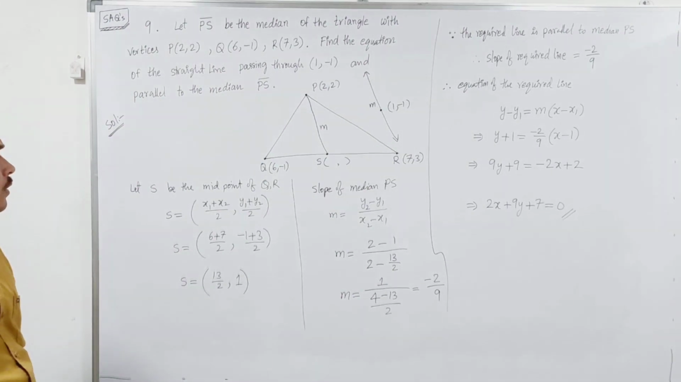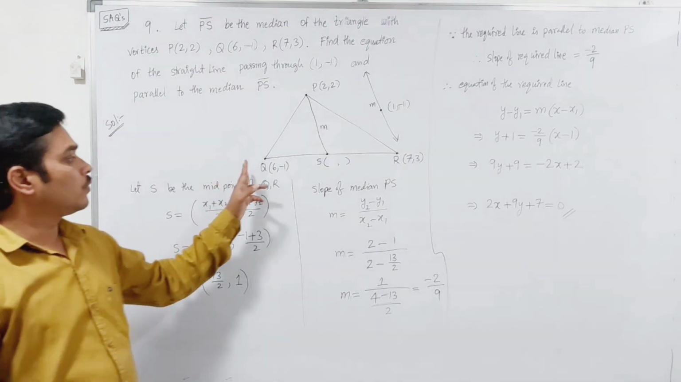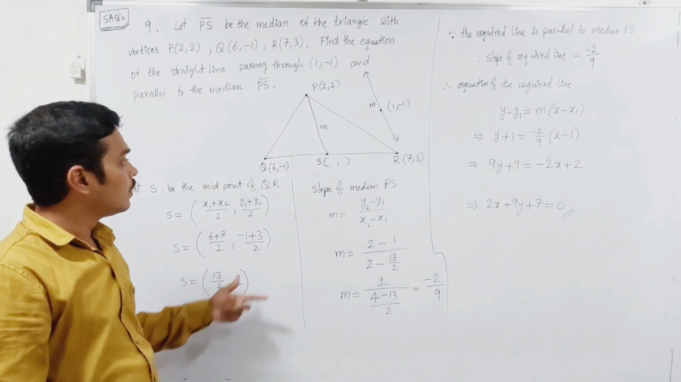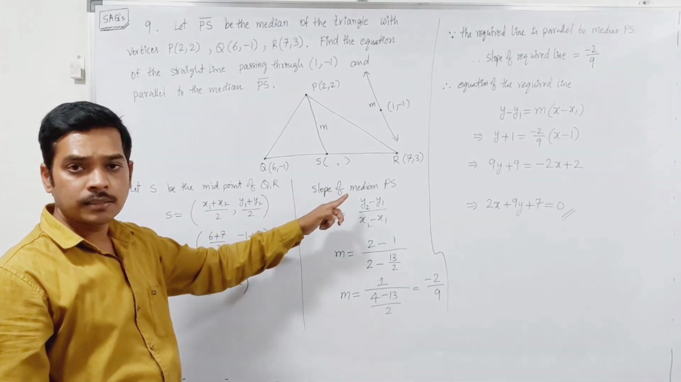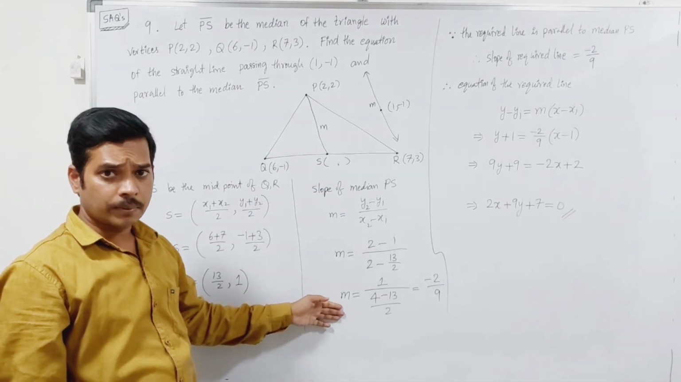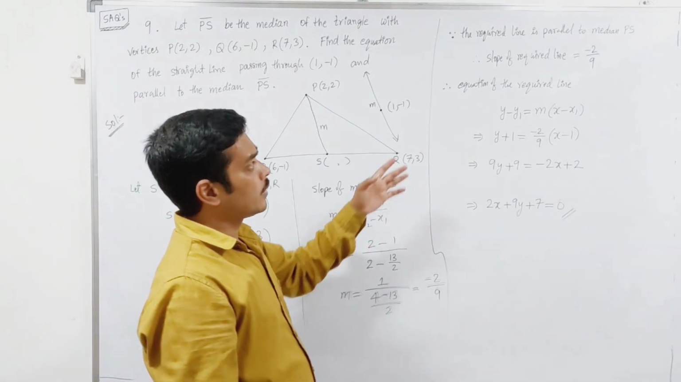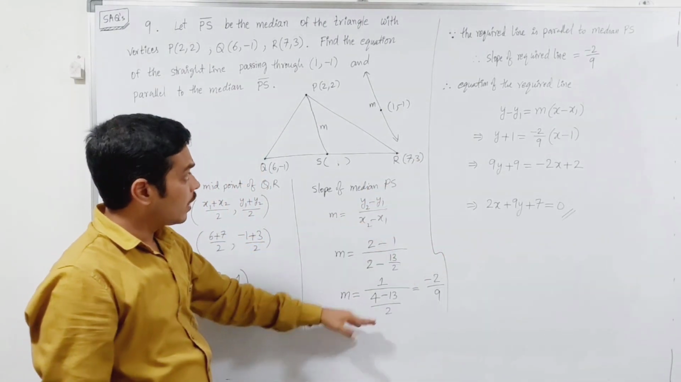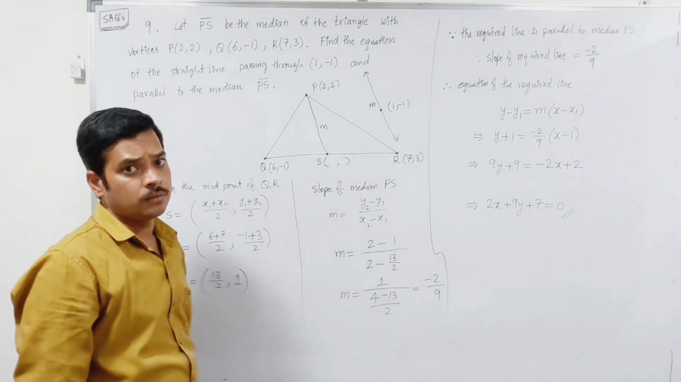First find out the midpoint of QR. After getting the midpoint, find out the slope of median PS. We get the slope of PS. Next, find out the equation of the required line by using this slope and the given point.